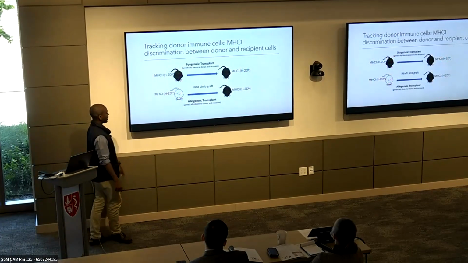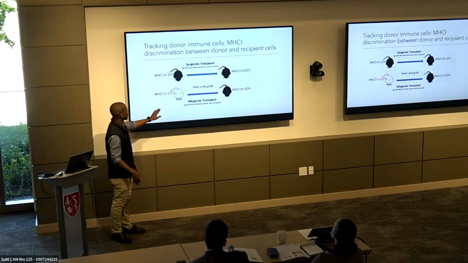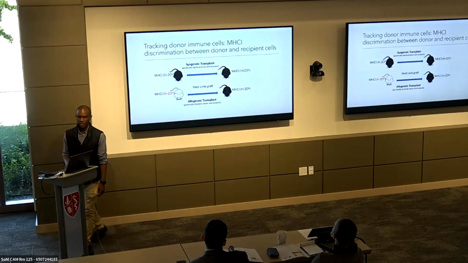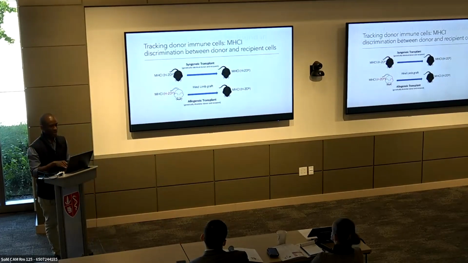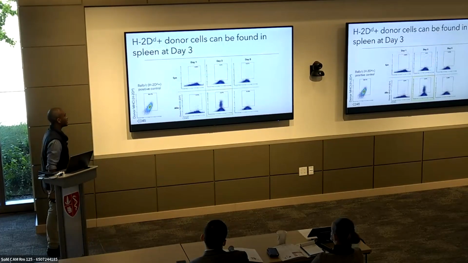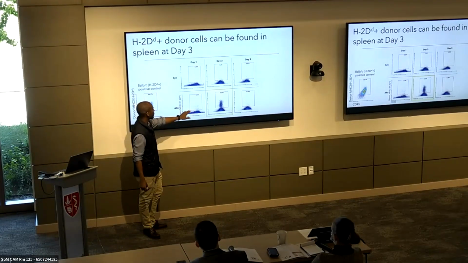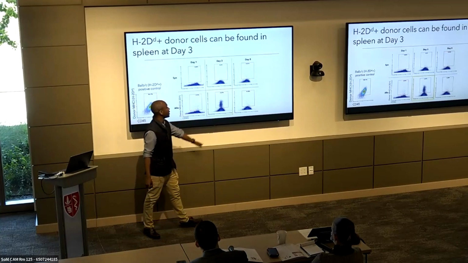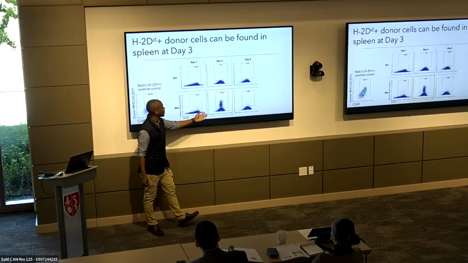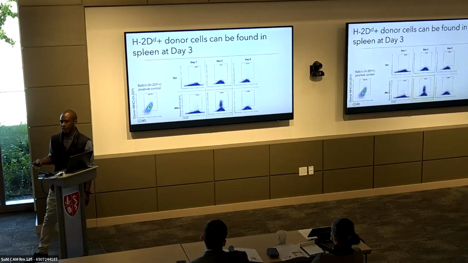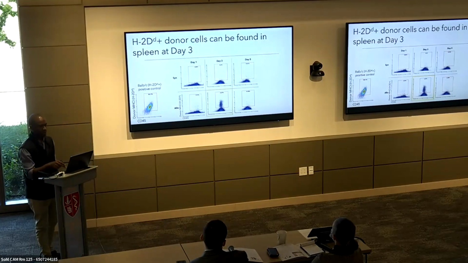We use an antibody to MHC1 that's present on all cells, specifically against H2DD, which is only on our donor cells in the allogeneic model. And what I'm showing you here is that there's virtually no donor cells that we can identify in the periphery at day 1, nor in day 5. But at day 3, we get about 3% of cells that are coming from the graft itself and that we can track and find in the periphery.